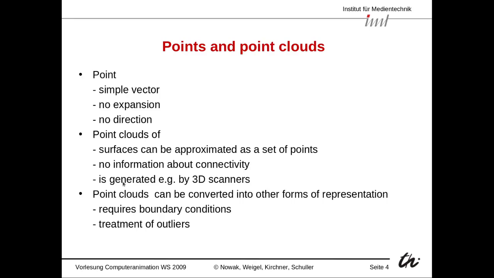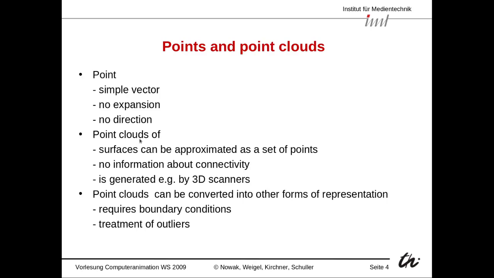So let's start with the simplest representation, points and point clouds. This comes, for instance, out of laser scanners. When we have a point cloud, it consists of points, and each point is a simple vector, meaning we have our coordinate values x, y, and z. So each point is a three-value vector or three-value array. Yeah, it has no expansion, it's just a point. It also has no direction, it's just a point in space.